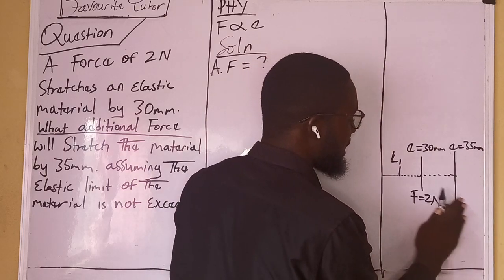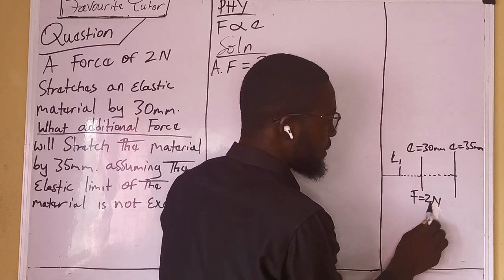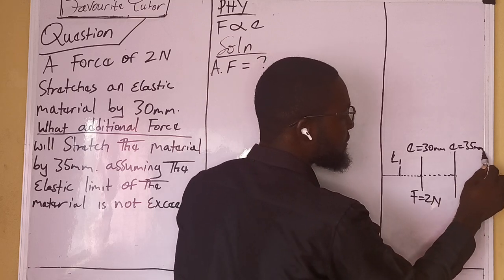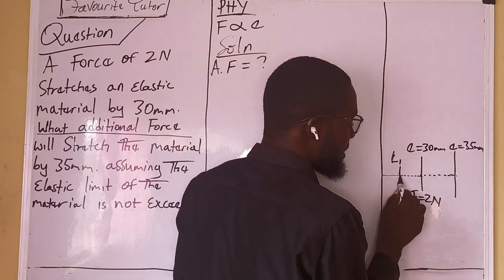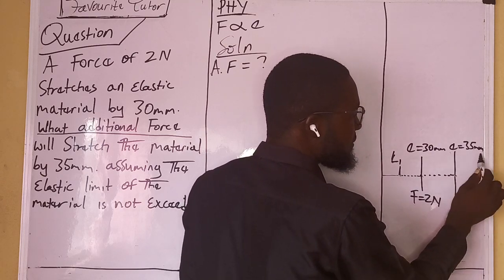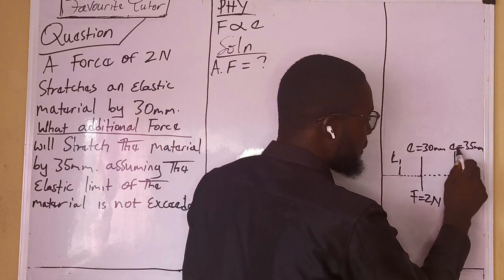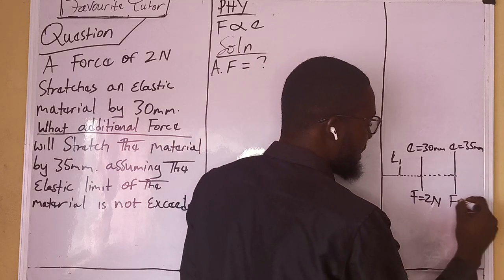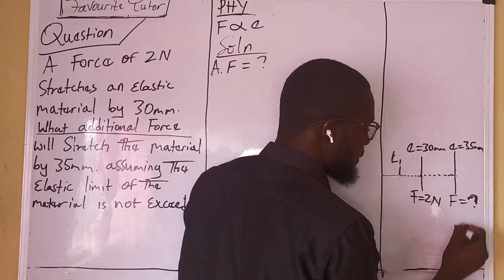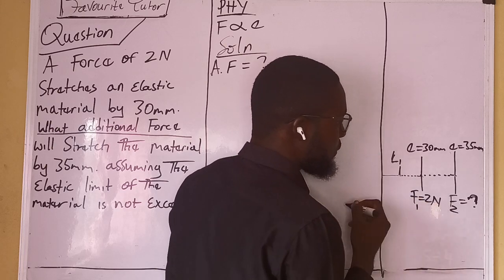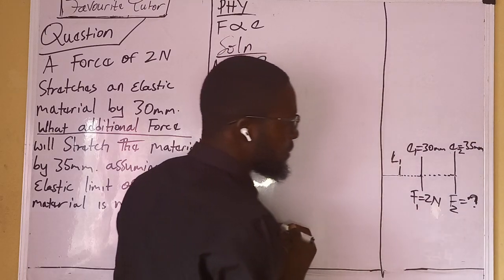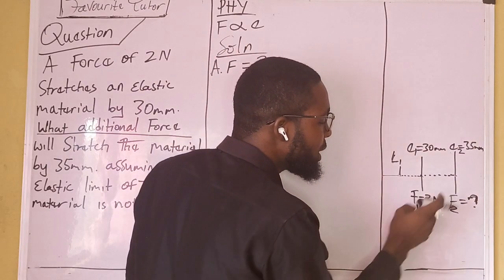If from here to here is 30 millimeter due to force 2 newton, now from here to here gives us 35 millimeter from this original length to this other side. And what is the force that brings us to 35 millimeter? We don't know the force, so question mark, we call it force 2. This is force 1. This is extension 1. This is extension 2. But we are looking for the additional force.